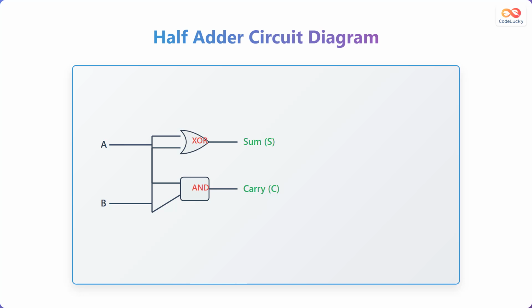This diagram illustrates the complete circuit for a half-adder. Input A is connected to both the XOR gate and the AND gate. Input B is also connected to both the XOR gate and the AND gate. The output of the XOR gate gives the sum, while the output of the AND gate gives the carry. This simple circuit effectively performs the addition of two single bits.